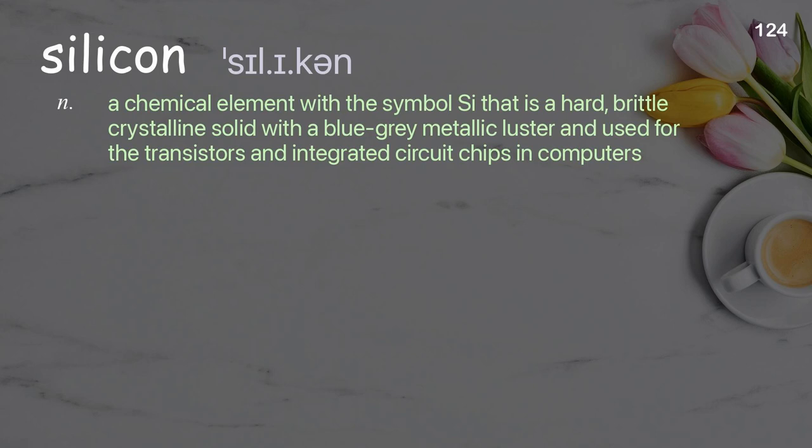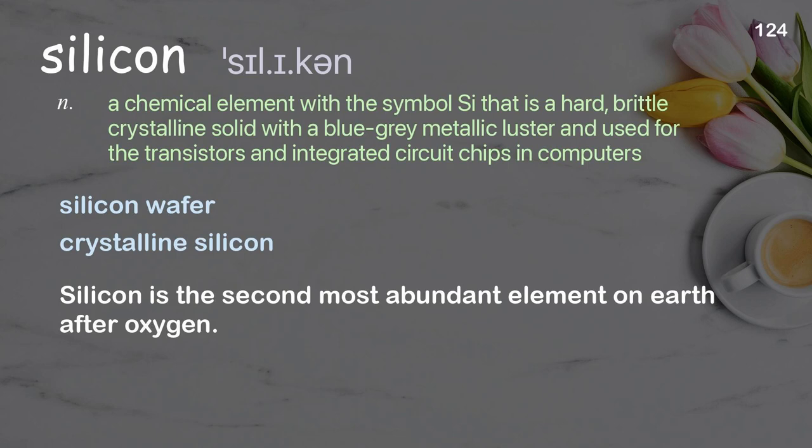Silicon. A chemical element with the symbol C that is a hard, brittle crystalline solid with a blue-gray metallic luster and used for the transistors and integrated circuit chips in computers. Examples. Silicon wafer. Crystalline silicon. Silicon is the second most abundant element on Earth after oxygen.